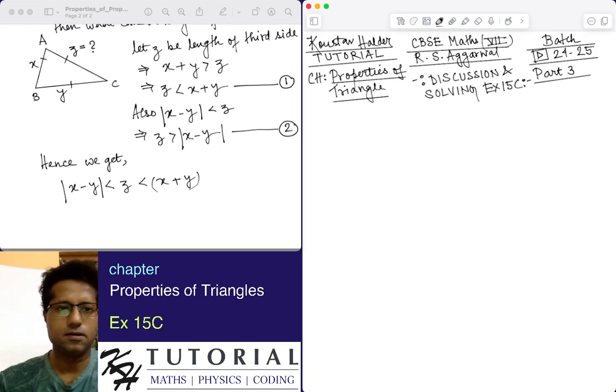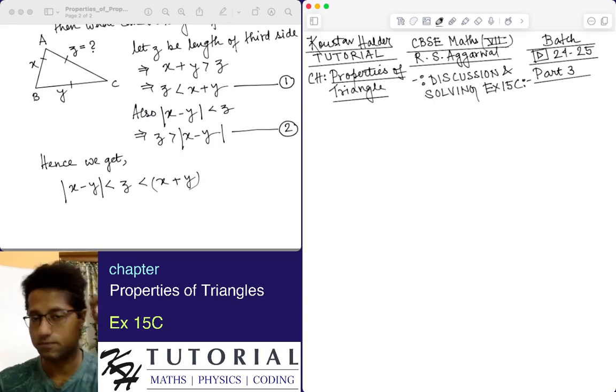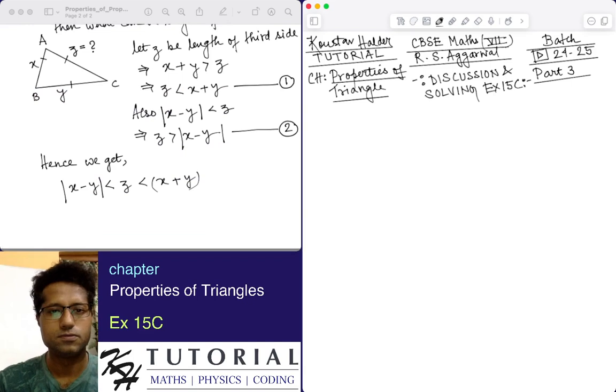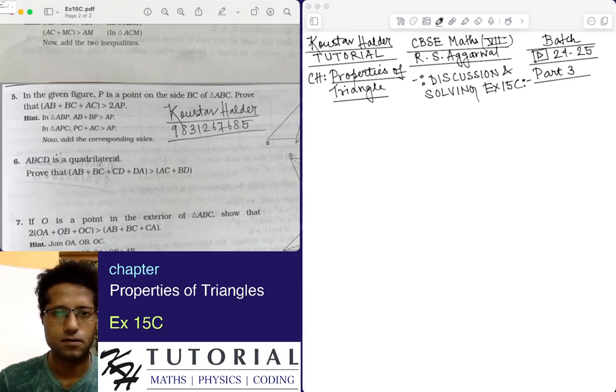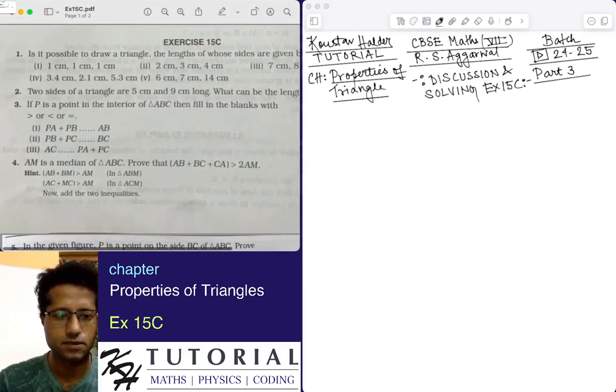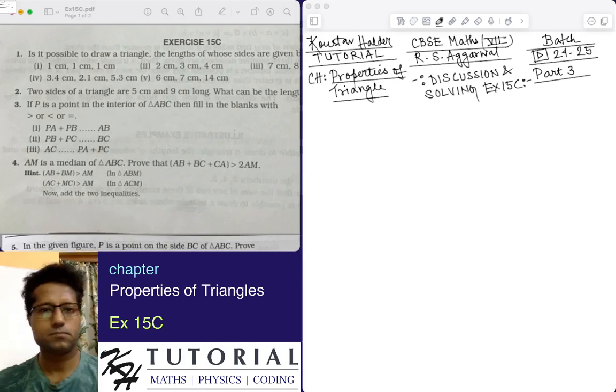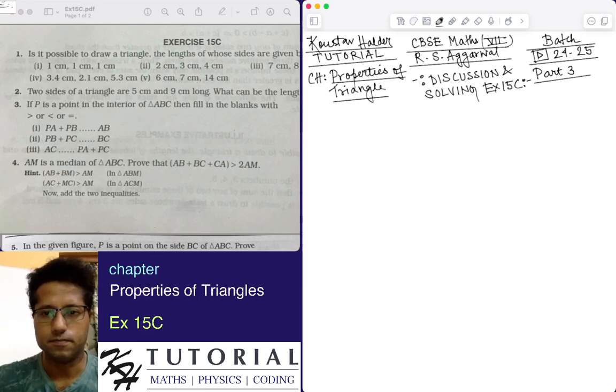Now based on these concepts, let's try to solve the problems of exercise 15C. I hope you can see the problems of exercise 15C. Let me check. Yes, you can see it. So let's start solving the problems of exercise 15C.